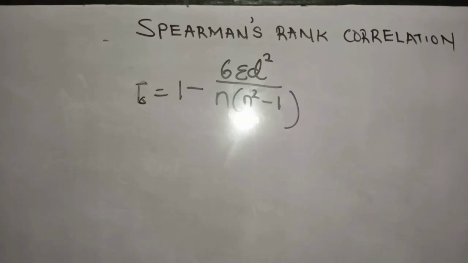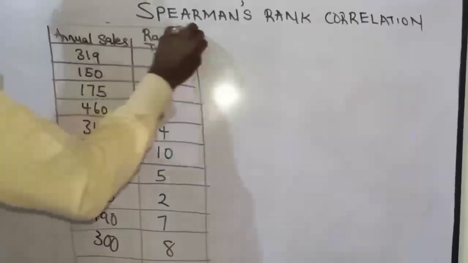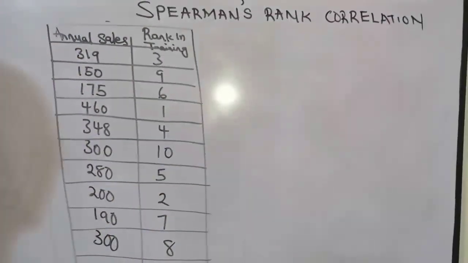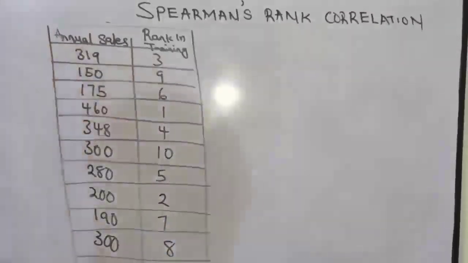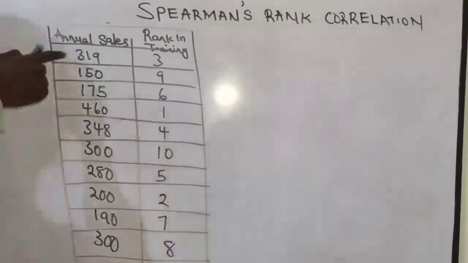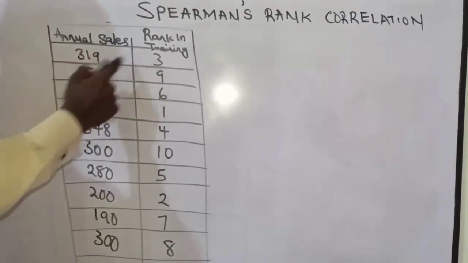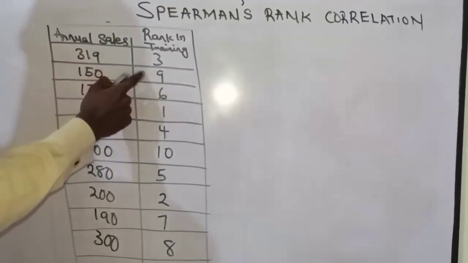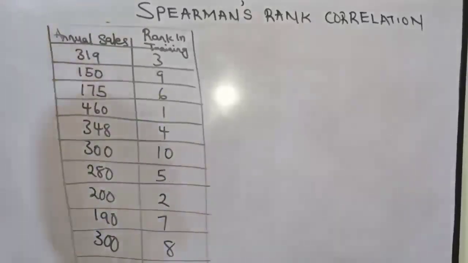So let's take a look at this question. This is a question we are going to be solving under Spearman ranking correlation. We were given the annual sales and we were given rank in training. So 318 was rank 3, 150 was rank 9, 175 was rank 6, and so on and so forth.